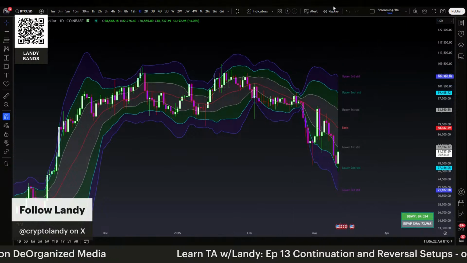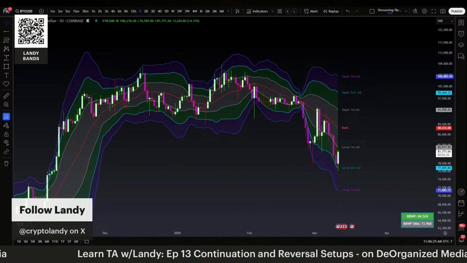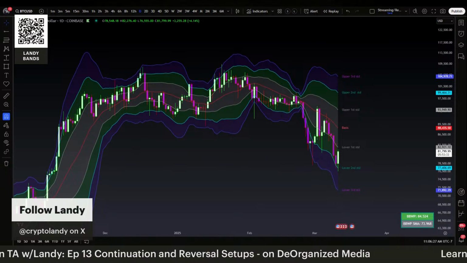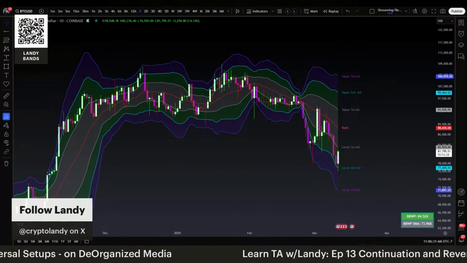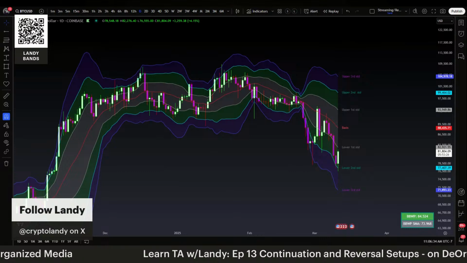So if you're trading, probably pays a little bit more attention to the lower term. It's all important. You're going to start with the larger term timeframes to get your target zones.